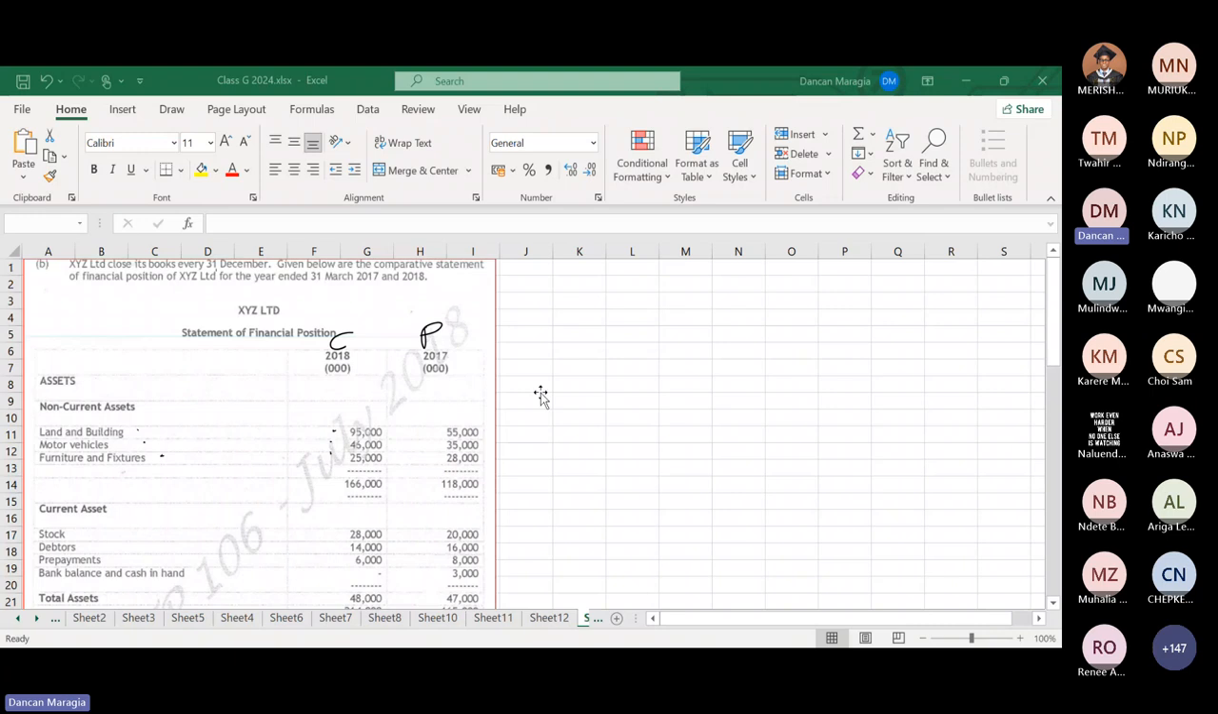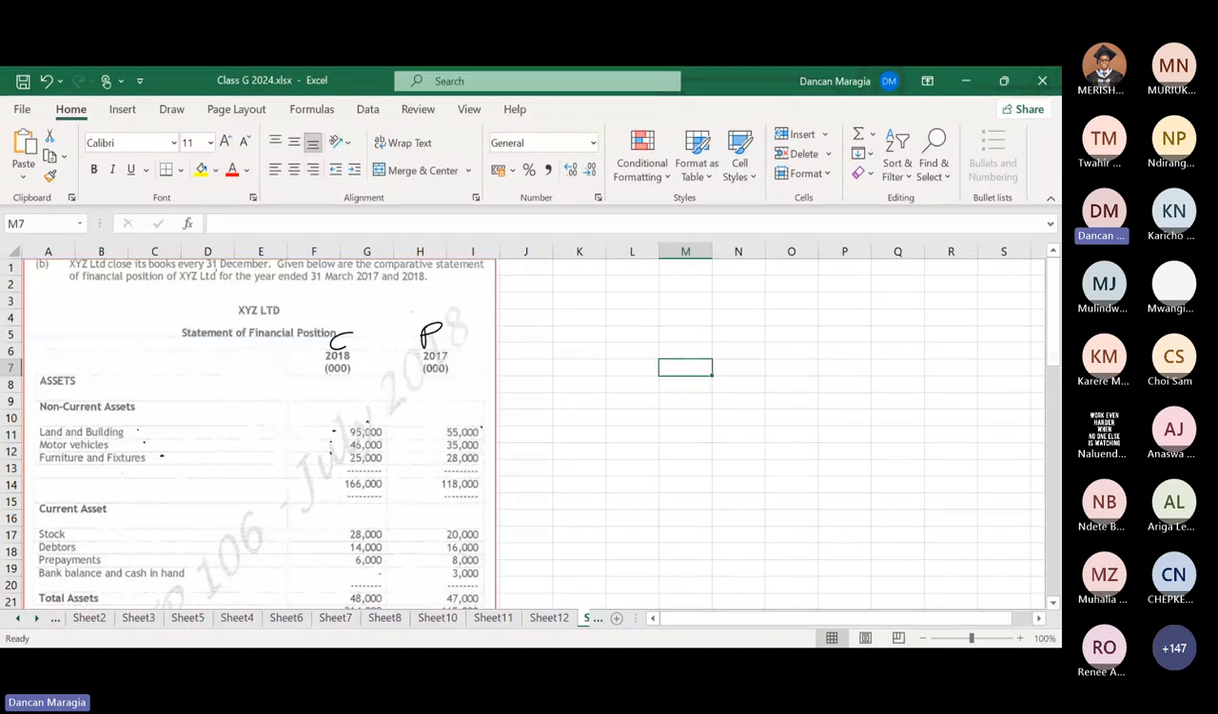So whenever you are given one figure like that, we look at these as the net book values or the carrying amounts. At this date, land and building is reported at 95. Last year it was 55. So already you start getting an idea. Either there was a revaluation during the year, or we purchased assets, correct? Already that gives us an indicator.